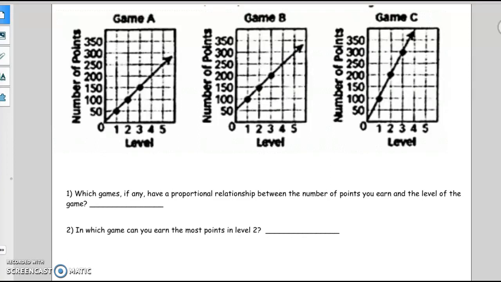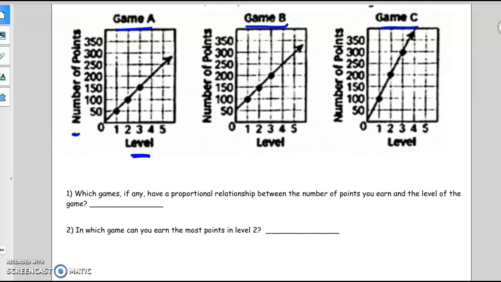So if you look, let's look at our information here. We have number of points and levels. And then we have game A, game B, and game C. So we're playing 3 games, and you're looking at these number of points and the levels that each point gets you to in this game. So it says, number 1, which games, if any, have a proportional relationship between the number of points you can earn and the level of the game?